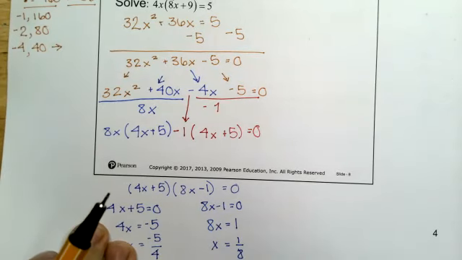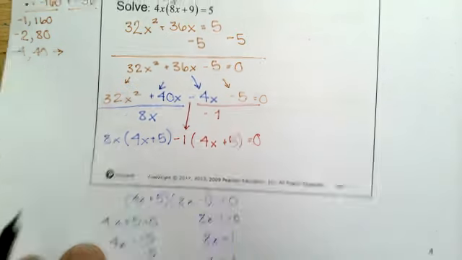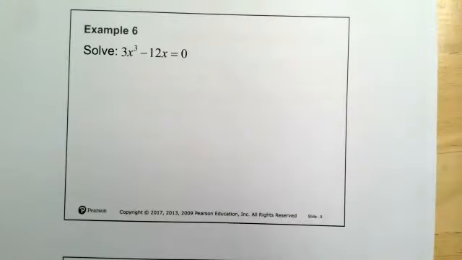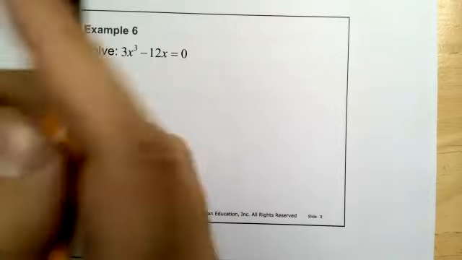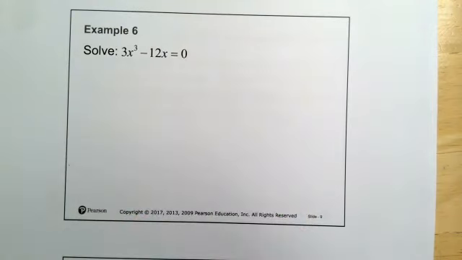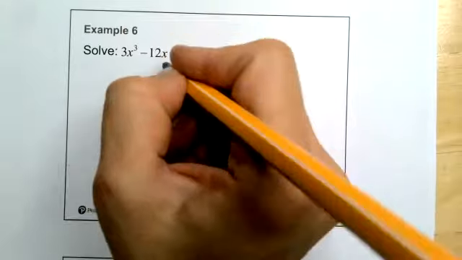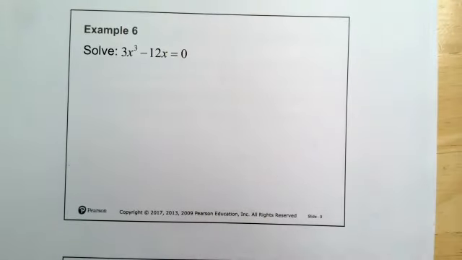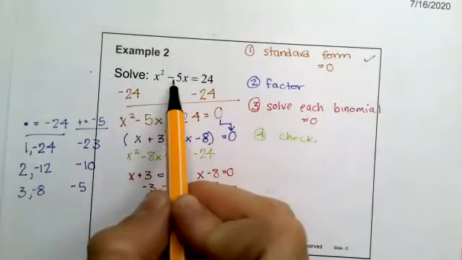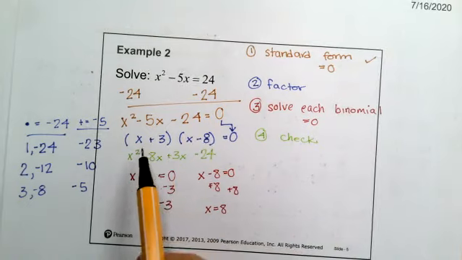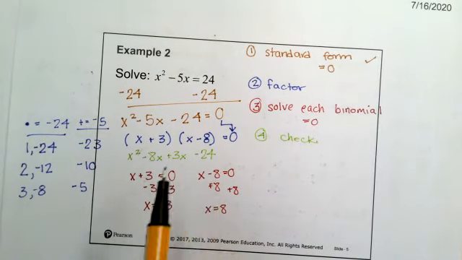All right, example 6 is a little bit different. We have 3x cubed minus 12x equals 0. So it's already in standard form because it's set equal to 0. Now, I said we get rid of parentheses to get it into standard form, but once you have it in standard form, if it's a trinomial, you can turn it into two binomials, like we've been doing with all these other examples. So we said x squared minus 5x minus 24 equals x plus 3 times x minus 8.